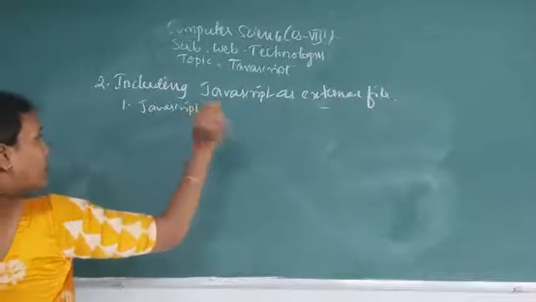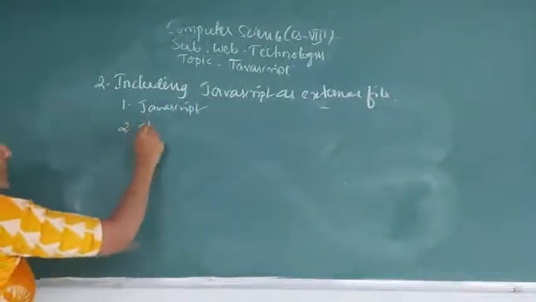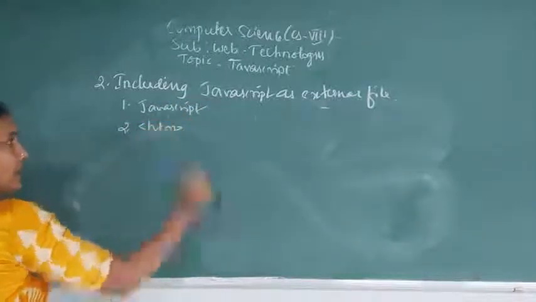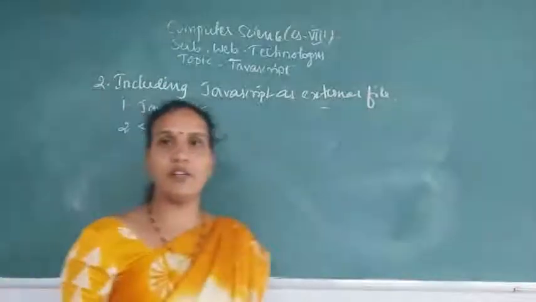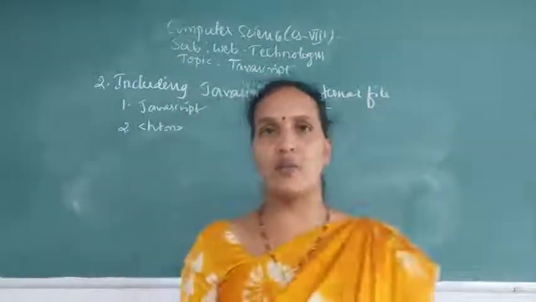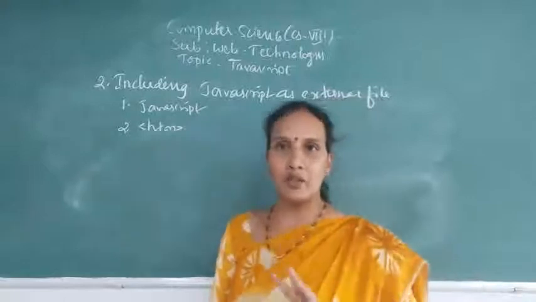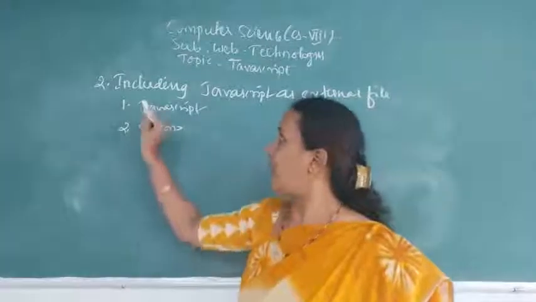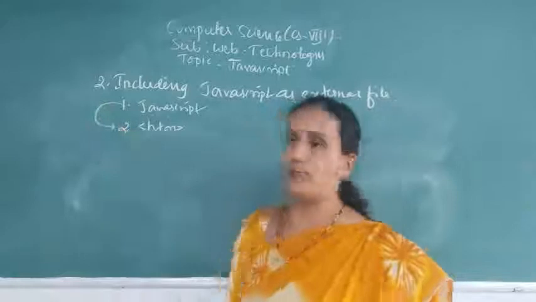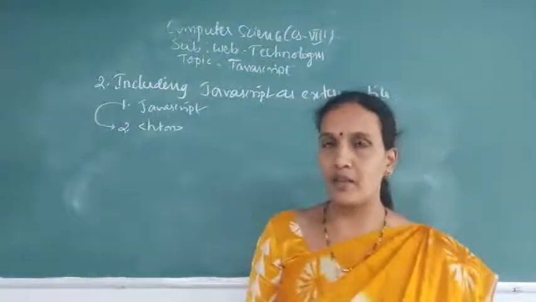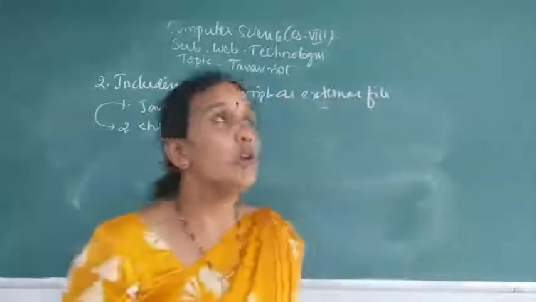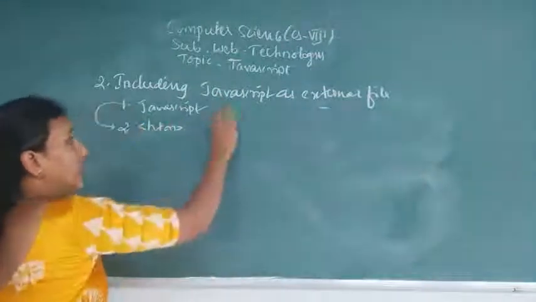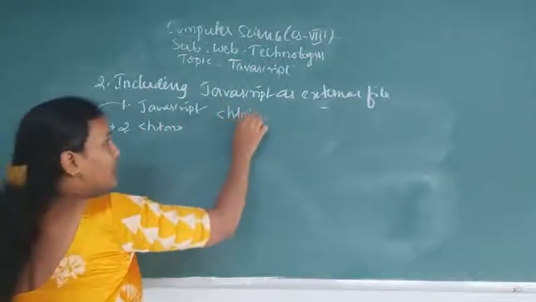JavaScript code. Okay, there we have the JavaScript code. The second one is the HTML. And how to include? Actually here we need two files. One is the JavaScript and the second one is the HTML. After creating these two files, this file I want to add in the HTML. Then how to add? Where to add? Okay, so where to add comes into the picture.